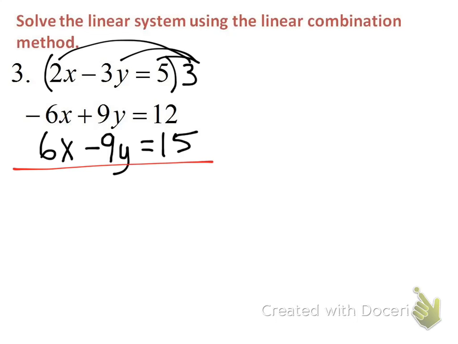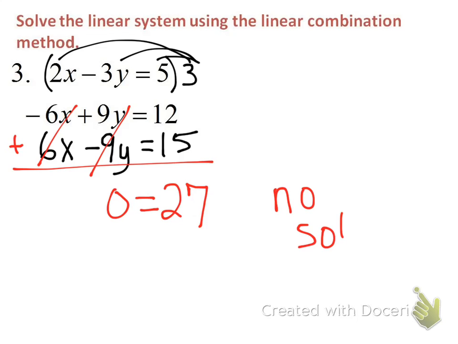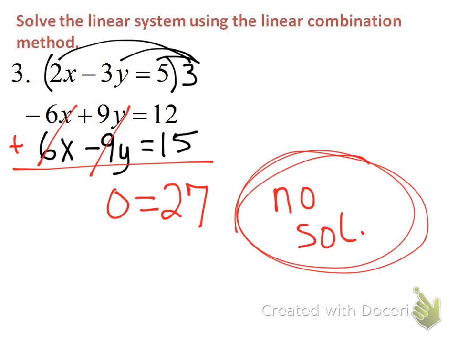Uh-oh. What's happening here? Yeah, those both cancel. So I have 0 equals 27. Does 0 equal 27? No, so there is no solution here. All the variables canceled. I got something that was false, so no solution.